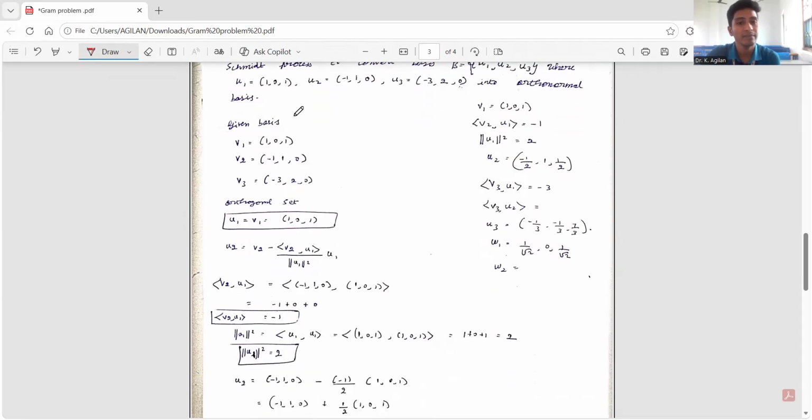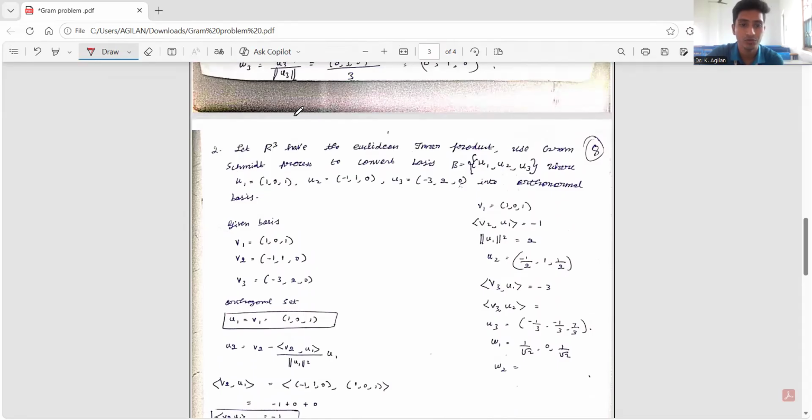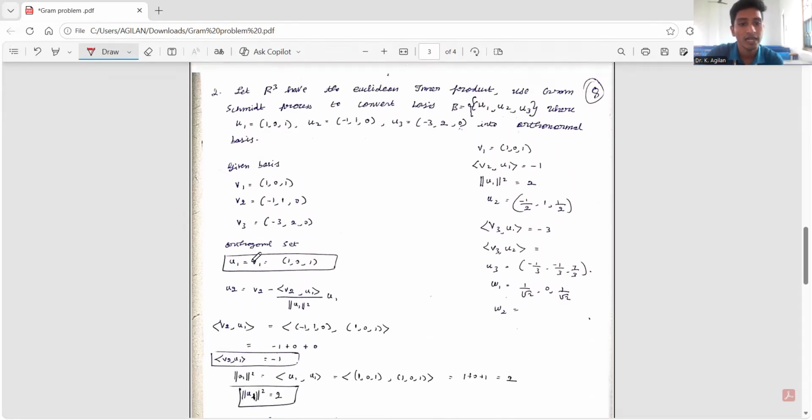Okay. So what are the given bases? We need to find U1, U2, U3, and also W1, W2, W3, right? We know the values of the bases V1, V2, V3. The given bases we can consider simply as V1, V2, V3. So the orthogonal set: U1 is nothing but V1, which means the first term is U1. We know the value of U1 is 1, comma 0, comma 1, as it is V1. Next we need to find U2.